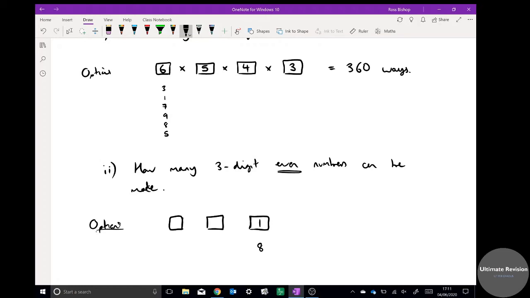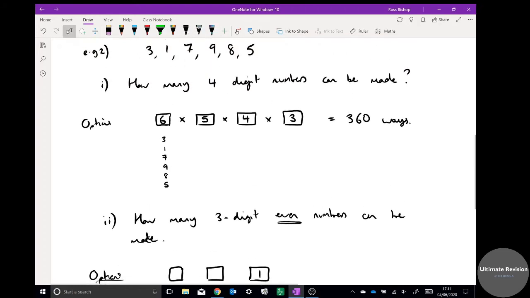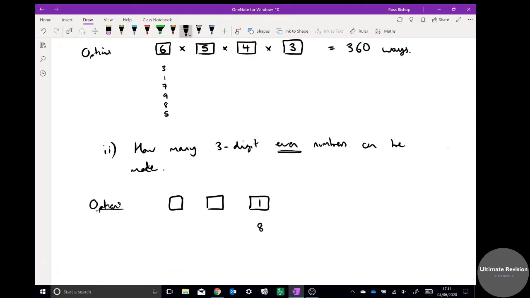Now, if that last digit's got to be an 8, what's the first digit choice? Well, it can't be an 8, can it? It can only be a 3, 1, 7, 9, or 5, because the 8 has got to go at the end. So you've only got 5 possibilities for the first number. Because you've used one for the first number, there must only be 4 left for the second number. And again, remember, we times all those options together. There's only 20 possible 3-digit even numbers for that selection of digits.